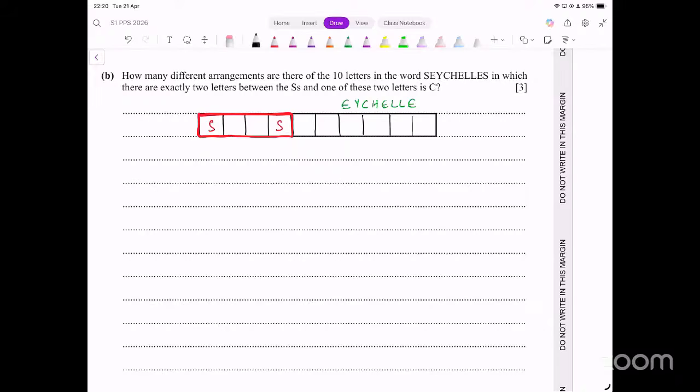What's the total number of big boxes that we've got? 1, 2, 3, 4, 5, 6, 7. These are 7 boxes in total. In how many ways can we arrange these 7 big boxes? We can arrange the 7 big boxes in 7 factorial ways.